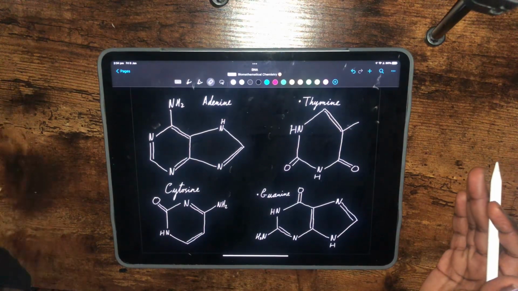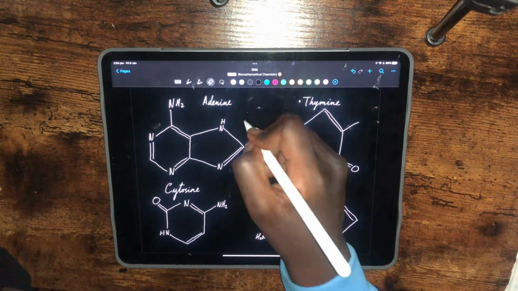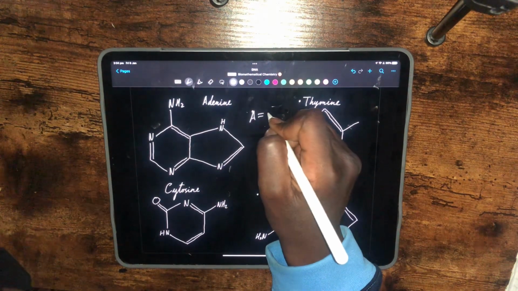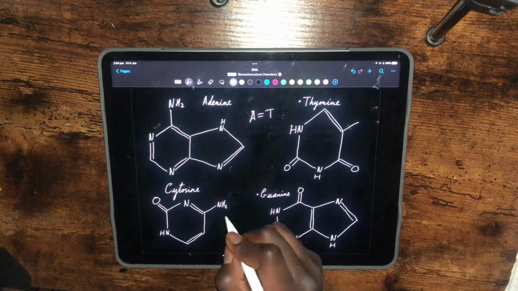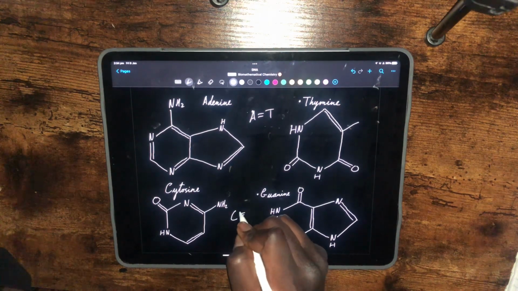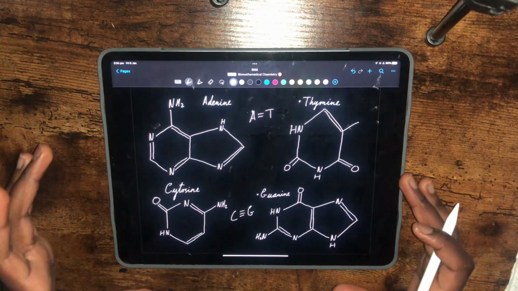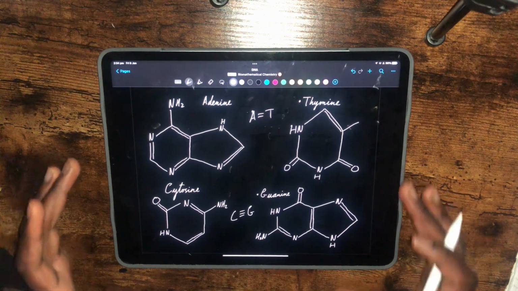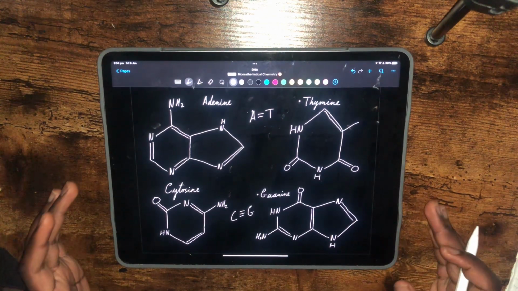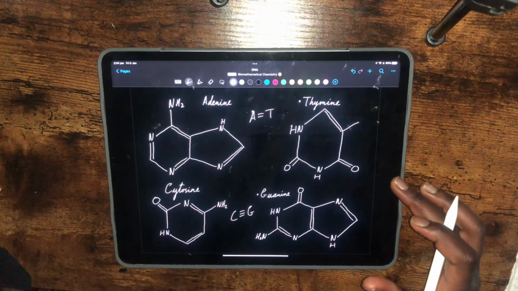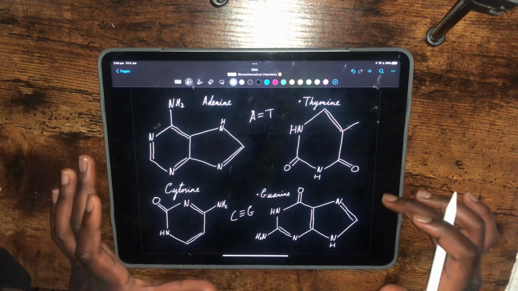Adenine thymine is notoriously known as a double bond. It forms 2 bonds, and I'll show you how those double bonds form. Cytosine guanine is a triple bond, and I'll show you how those triple bonds form. And that's how they're able to be complementary to one another, because they only form a certain number of bonds.